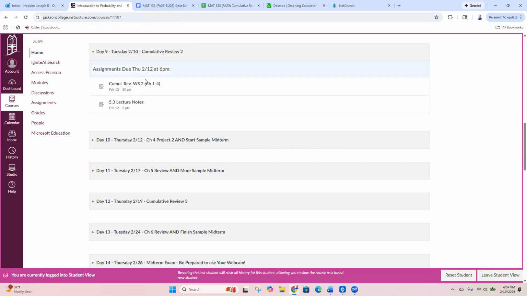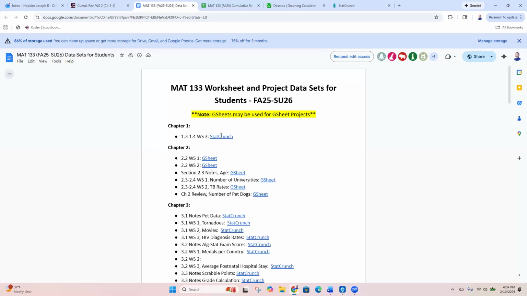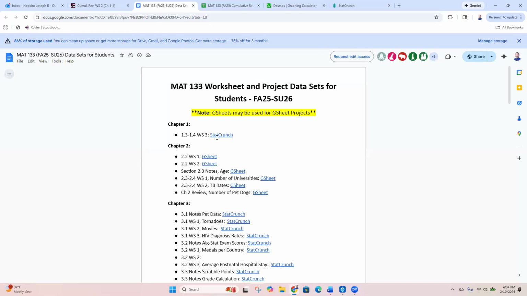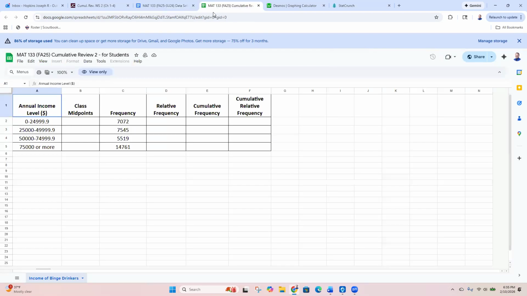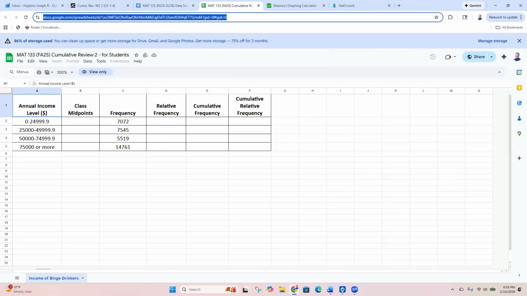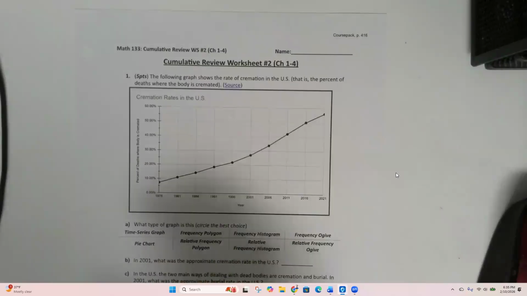If you click on the cumulative review worksheet number 2 in Canvas, there is a link there that will take you to this list of data sets for all of our worksheets. And down here, cumulative review number 2, there's a Google Sheet that we'll need, but I'll drop that in the chat for you so you don't have to go search for it. But it's this one. So we'll need that in a little bit. But for now, we're going to start on page 416.